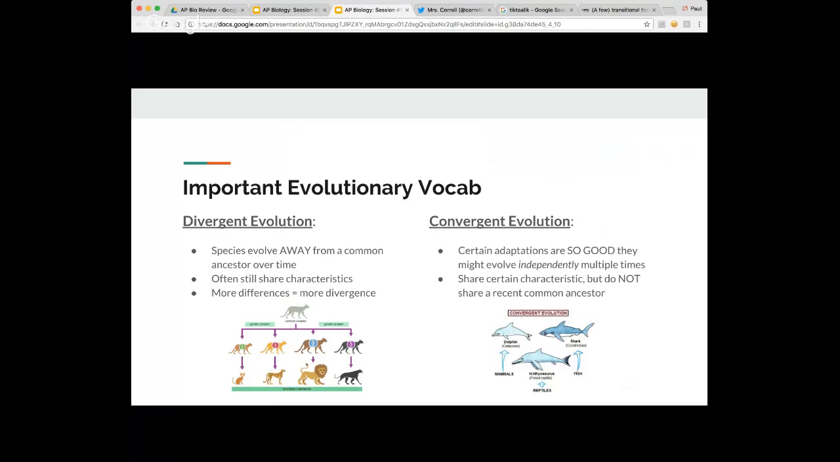Meanwhile, convergent evolution is when certain adaptations are so good that they show up multiple times in evolution. Flying, swimming, running, these were things that were all useful. And so many different organisms that are truly not related closely at all share so many common characteristics, things like flippers and wings. But it doesn't mean that those organisms are closely related. It just means that it was a really good idea and it stuck around because it increased fitness.